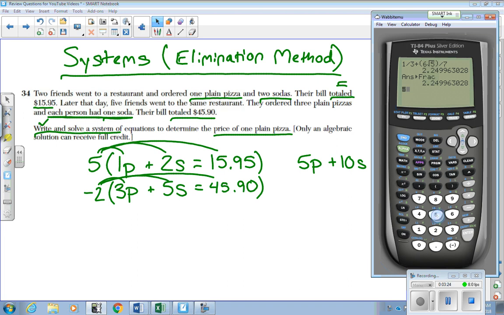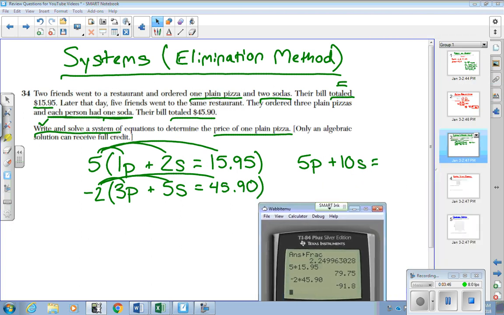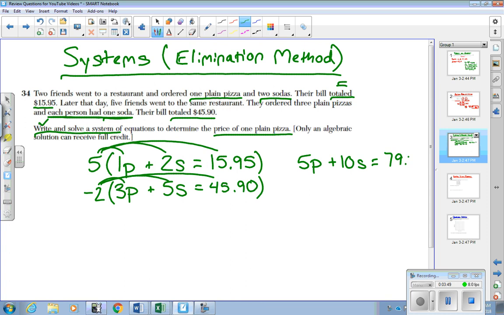So we got 5 times 15.95. That gives us 79.75. And while I'm here, I'll do the other one as well. I got -2 times 45.90. Okay, so we got those two answers. So we got 79.75. And for the bottom one, we'll have -$91.80. And then for the rest of our problem, for the second equation, we got -6p and -10s.